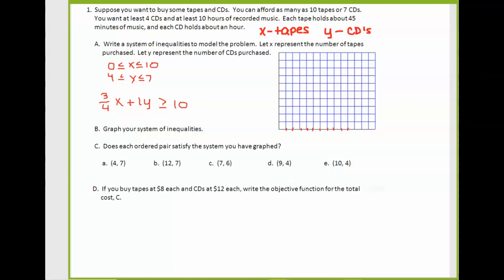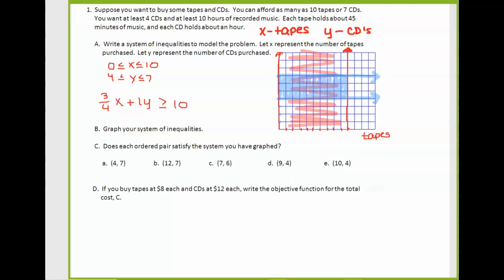So we have that we need at most 10 tapes. So that's this vertical line here because x is tapes. And we also know we have the constraint at 0. And then it's all of the shading in between. We know that we are limited to 4 CDs and 10 or 7. So we know that CDs has to live between these two lines. And then our final constraint is the hours needed for music.